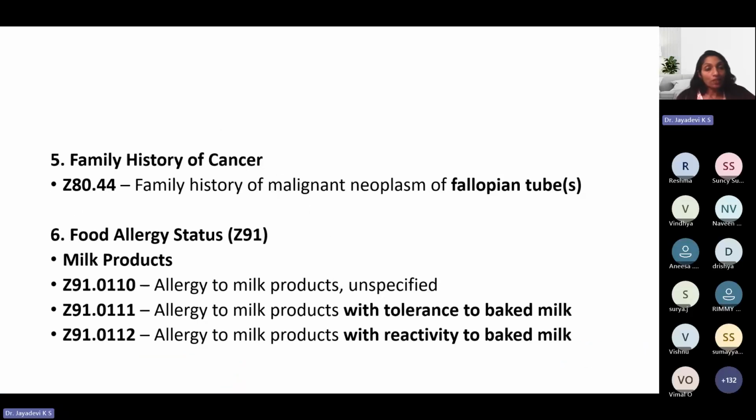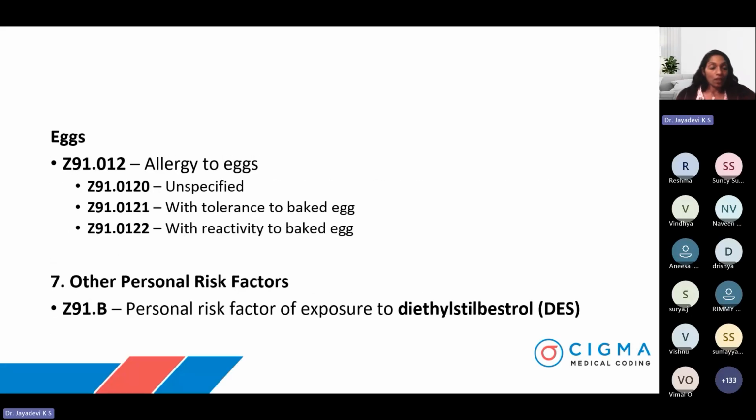If there is a family history of cancer, it is at Z80.44. Family history of malignant neoplasm of fallopian tubes is a specific code given. Now, food allergy status also has been introduced, like milk product allergy. You can use Z91.0110, 0111, and 112 based on the allergy to milk products with tolerance or reactivity. Again, the status code for allergy to eggs is newly added, unspecified. With tolerance or reactivity, they have separate codes.